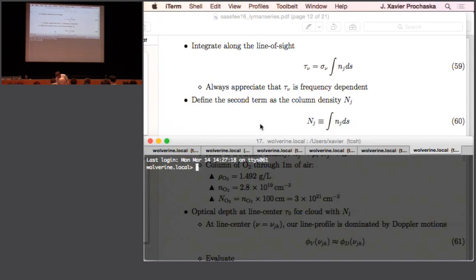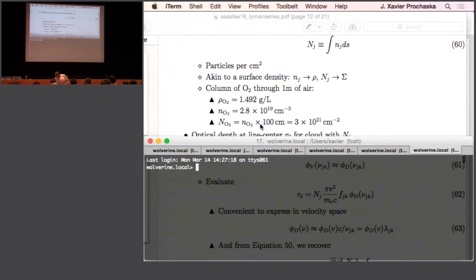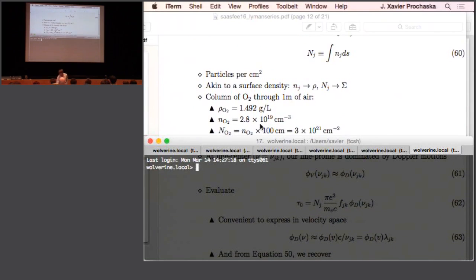I put in the notes here an estimation of the column density of air, say in the room, derived from the volume density, the mass density that we know, and it works out that for a meter of length through the air in this room, you've got about 10 to the 21 particles per square centimeter of oxygen molecules. That's in hydrogen what we call a damped Lyman-alpha system.